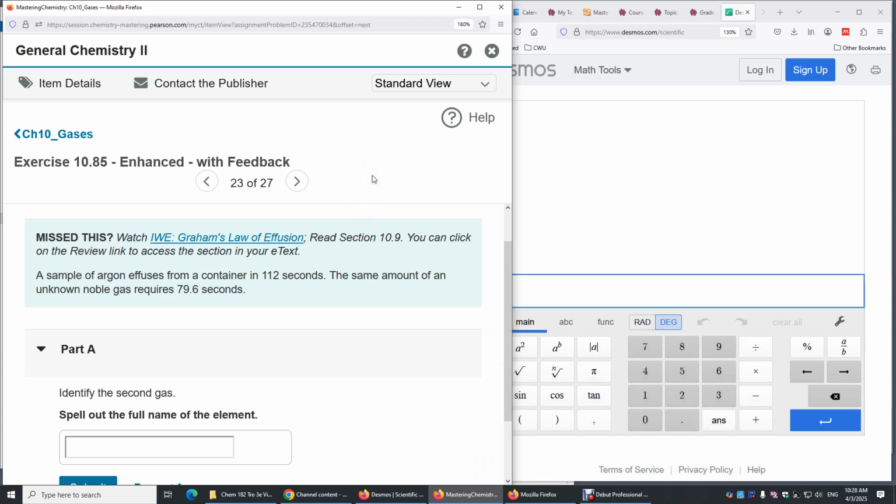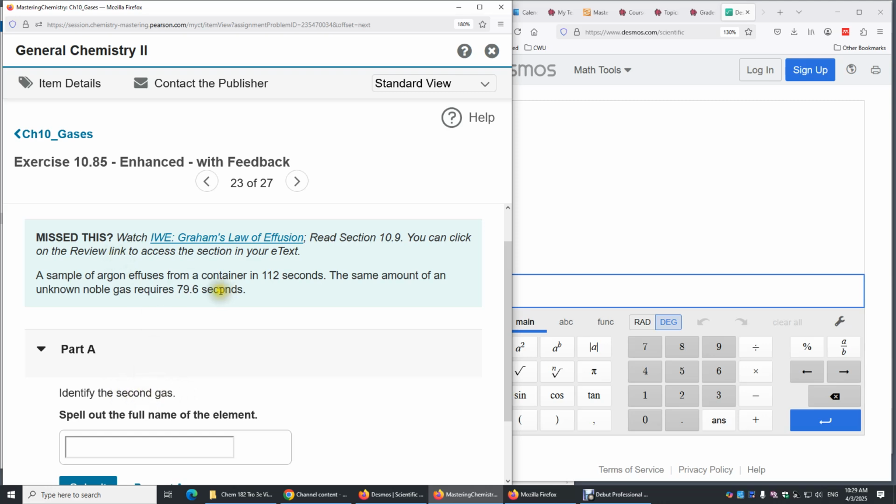Chapter 10, Gases. Exercise 10.85. A sample of argon effuses from a container in 112 seconds. The same amount of an unknown noble gas requires 79.6 seconds. Identify the second gas. So how do we identify the second gas?